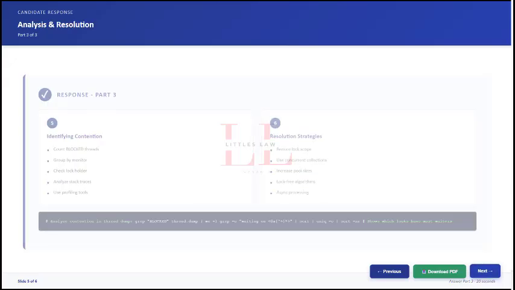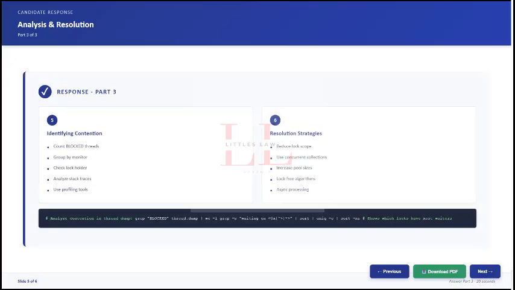So moving on to the third part of the answer. To analyze contention in a thread dump, I start by counting the blocked threads. If I see more than like 10% of threads blocked, that's a warning sign, a red flag. Then I group them by what they are waiting on, and I'll use grep, a very common, very useful command, or a thread dump analyzer to count how many threads are waiting on each monitor address. The monitor with the most waiters is your primary bottleneck.